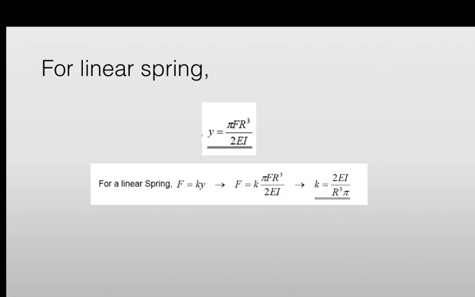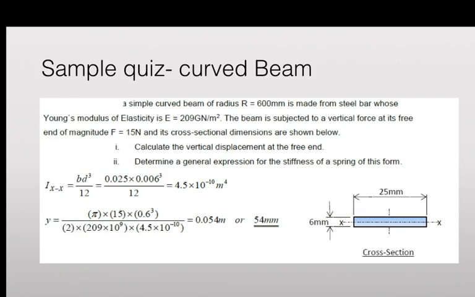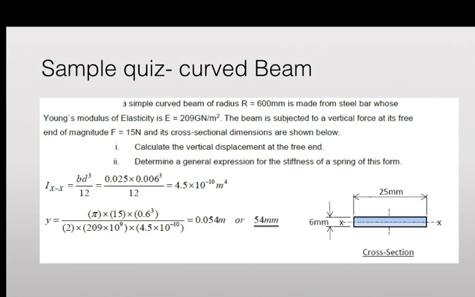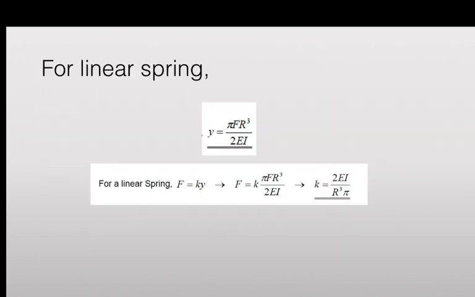So y, if you look at the previous slide, you should see that y equals Pi F R cube divided by 2EI. You can use this expression to determine the general expression for stiffness of the spring. So y equals 5 F R cube divided by 2EI. For a linear spring, F equals k y, which is F equals k into 5 F R cube divided by 2EI.